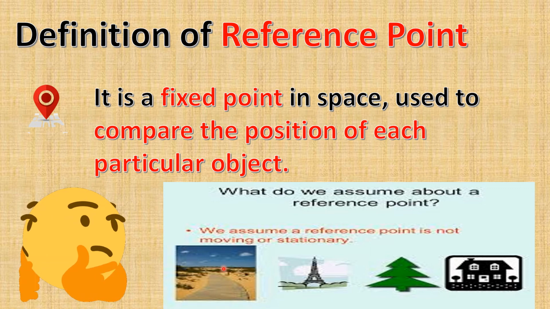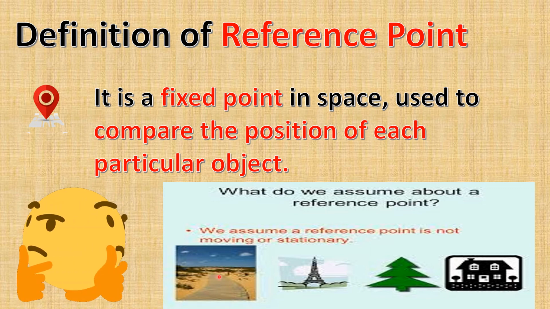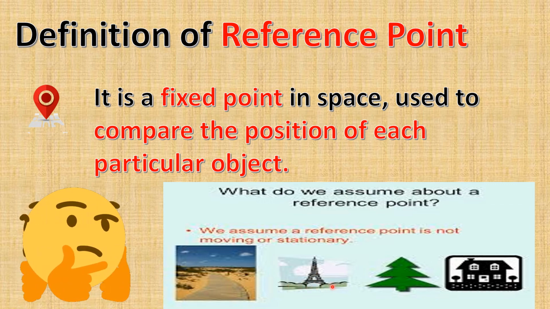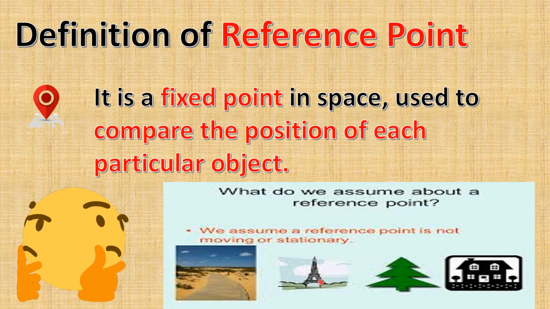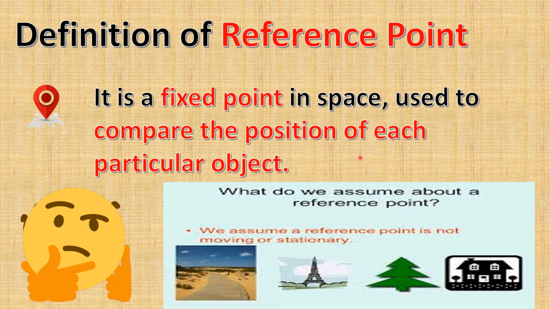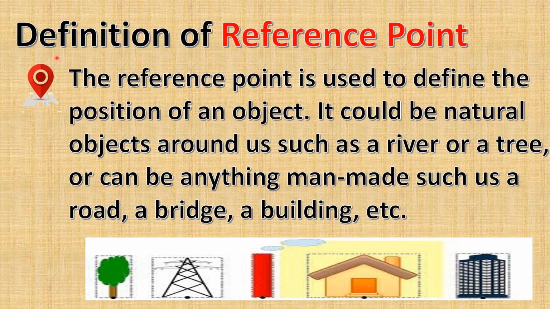So what are some examples of your reference points? So these are the roads. Okay, so these are the particular sites. For here, this is the tower from Paris, right? This one, a tree or a house. Okay, so those are some of your examples of your reference point. So another definition of a reference point. So the reference point is used to define the position of an object. So it can be natural, objects around us, such as a river or a tree, or it can be anything man-made, such as a road, a bridge, or a building.